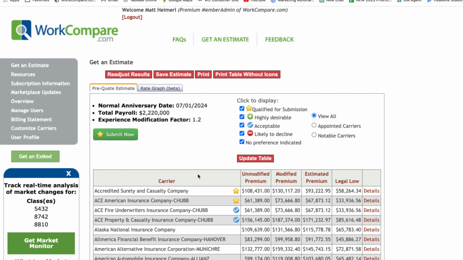Let me walk you through how to quickly make sense of this, or guide the process, if you will, when you are running an estimate for your account this year. So my sample is a carpentry account. I am imagining a July 1st renewal. The experience mod is 1.2.